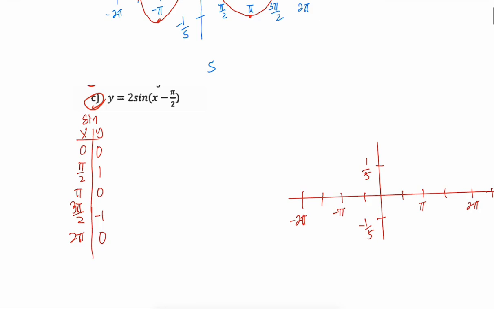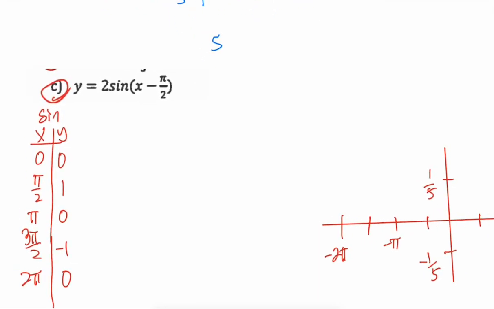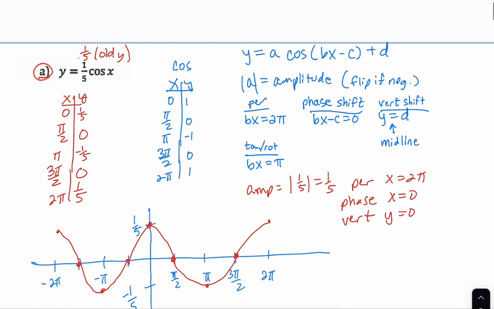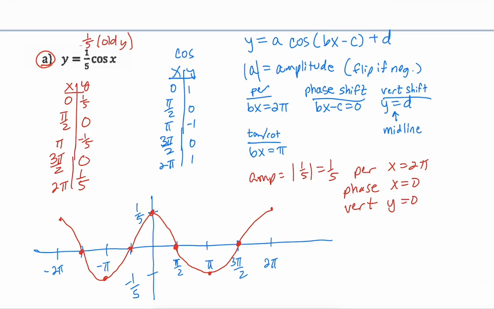Okay, now should we go back to one? We're going to do C. We are not going to do B just yet, we're going to do C. Whenever you're ready, we're going to do C.